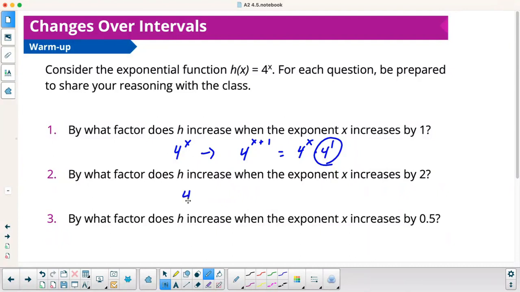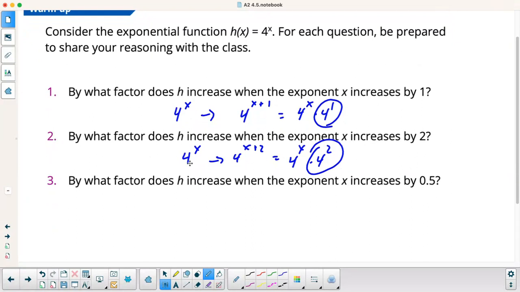So I go from 4 to the x to 4 to the x plus 2. Well, that's like saying 4 to the x times 4 to the 2, because you'd add those powers to get the x plus 2. So the answer is it's times 4 squared. And same idea here. 4 to the x, if I'm going to increase by 0.5, that's like saying 4 to the x times 4 to the 0.5. You'd add those powers to get x plus 0.5. So this is what you're multiplying by.